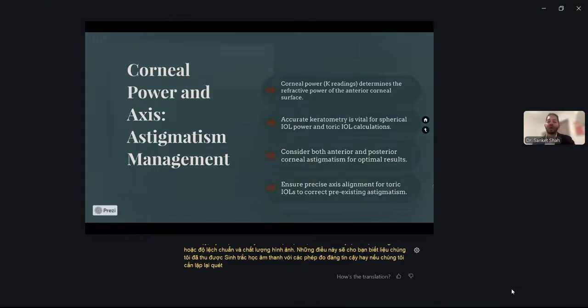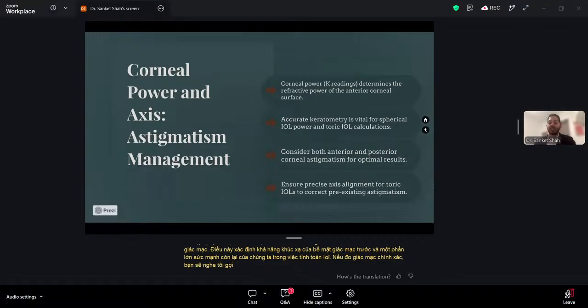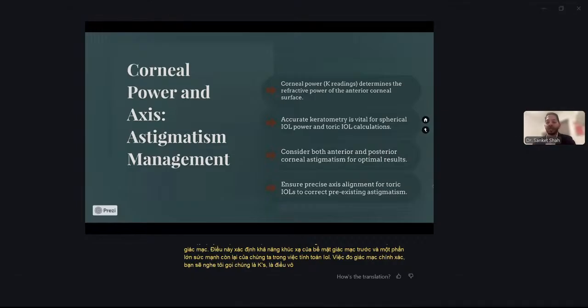The second most powerful item we want to examine is the corneal power. This determines the refractive power of the anterior corneal surface and a large portion of the remainder of our power in calculating the IOL. Having accurate keratometry, you'll hear me call them Ks, is absolutely vital for getting the spherical power of the IOL, and getting the axis correct is vital to getting toric lens calculations lined up correctly.